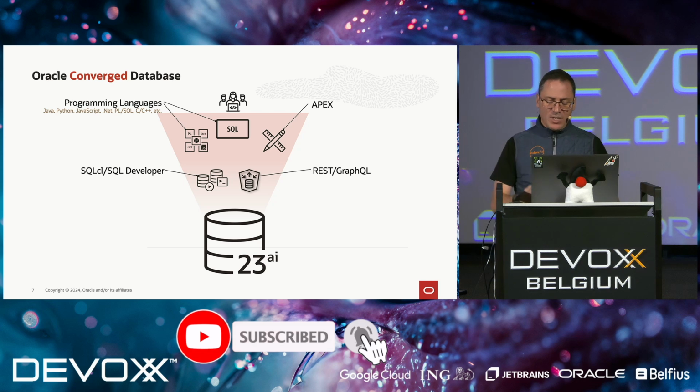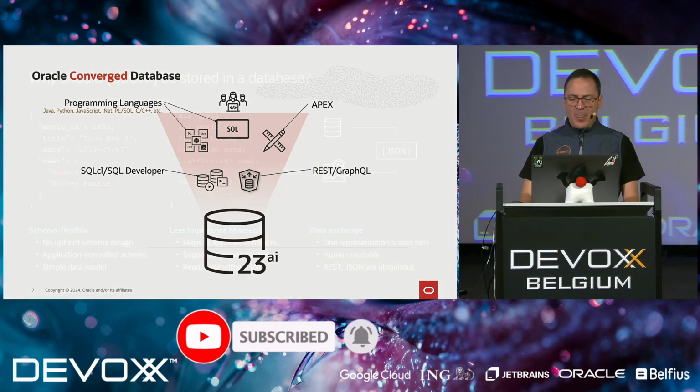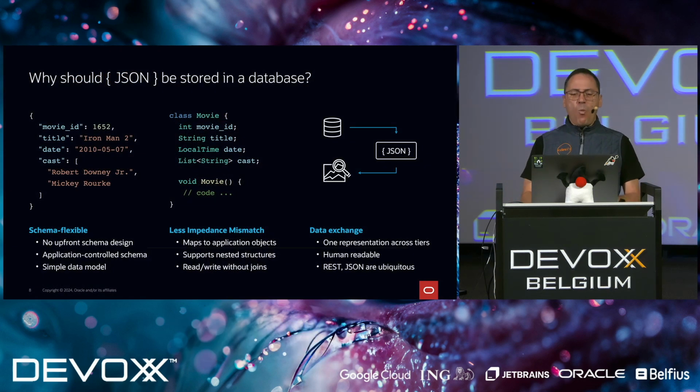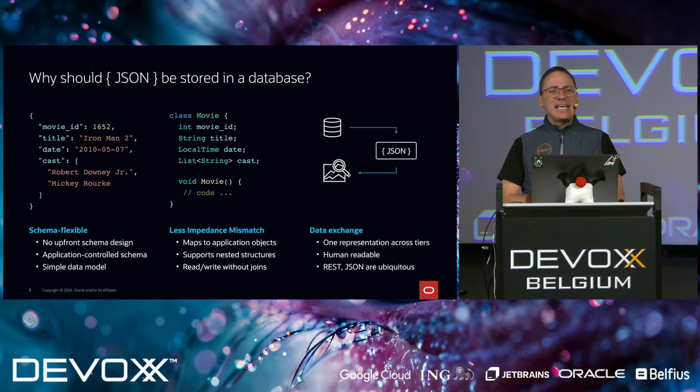So yeah, there are many options that you can have access to. But anyway, why would you like to store JSON in a database? That is the question. Well, one of the great things about JSON is that you can evolve very easily what is the schema of the document.